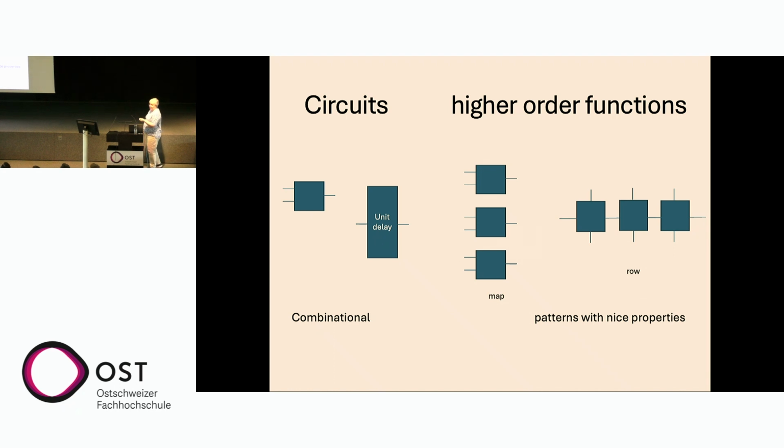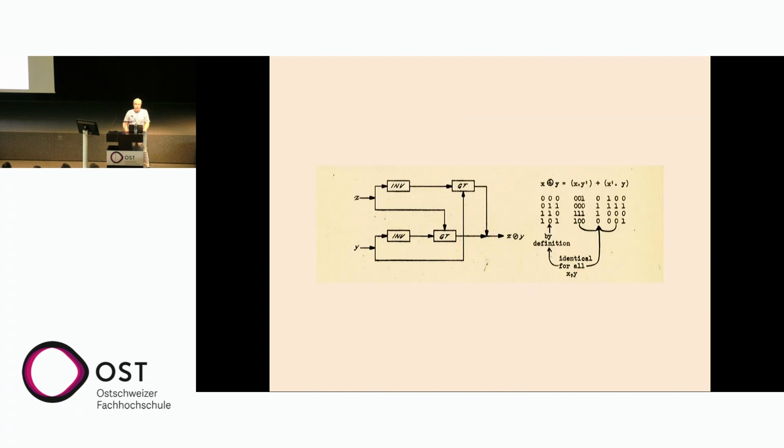We're going to describe circuits. I'm going to talk at the lowest level of circuits about combinational blocks and unit delay elements. And I'm going to use higher order functions, which you all know and love, to plug together blocks to make larger circuits. And we're also going to study, to some extent at least, the algebraic properties of these higher order functions. Let's go back to our exclusive OR gate.